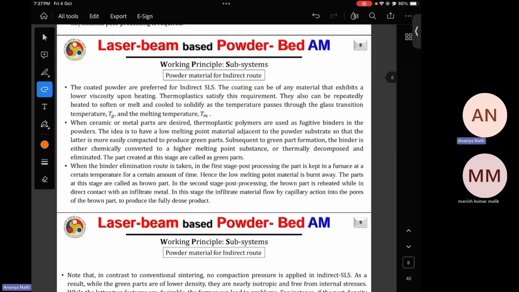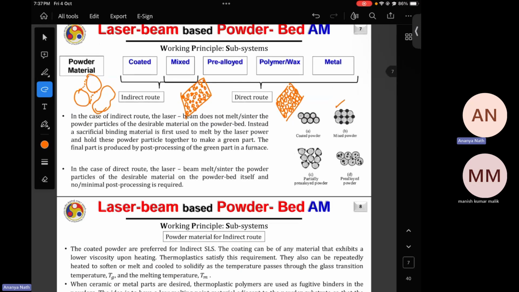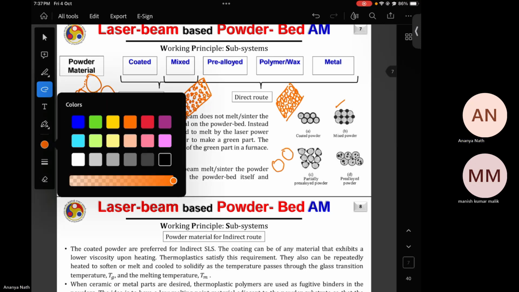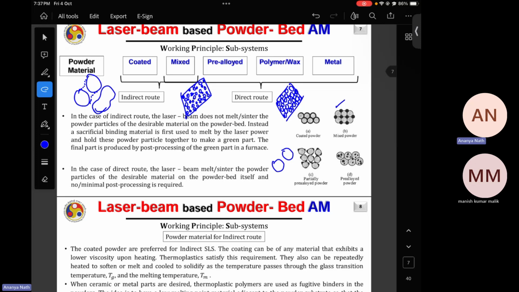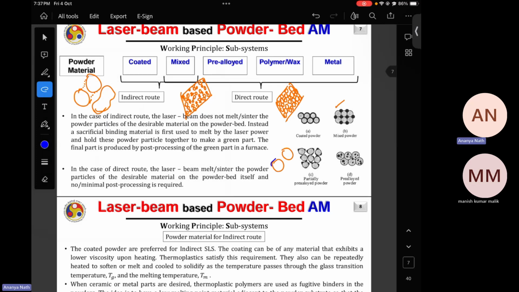So the next is the polymer material for indirect route. One I have told you is the coated powder. Coated powder means you're going for some coating. So if this is your powder, I cannot use it, okay, and now you have a coating around it. So orange is my powder and blue is my coating.